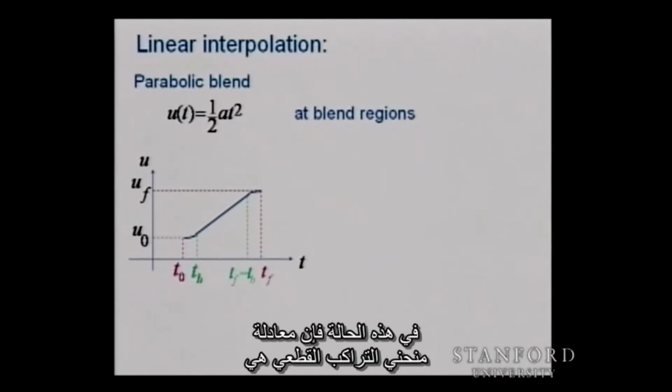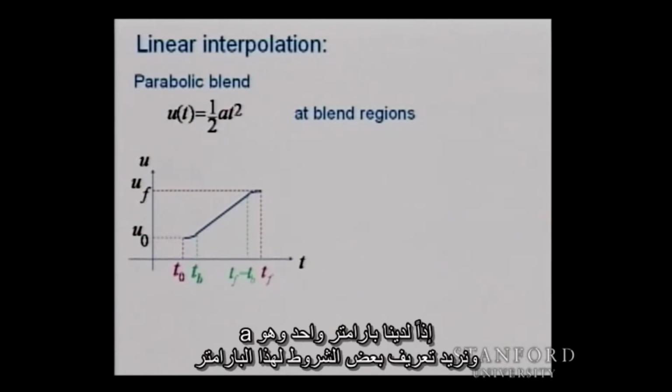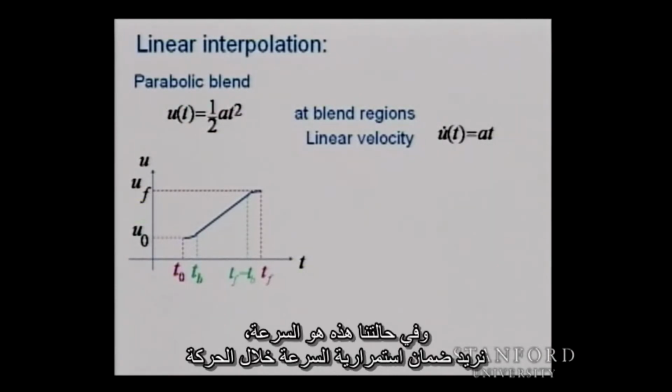So in this case, the equation for the parabolic blend itself is u sub t is 1/2 a t squared. So we have one parameter, which is a, and we want to introduce some conditions for this parameter. So that will give us one more condition that we can satisfy, which in our case is velocity. We want to make sure that the velocity is continuous throughout the motion.